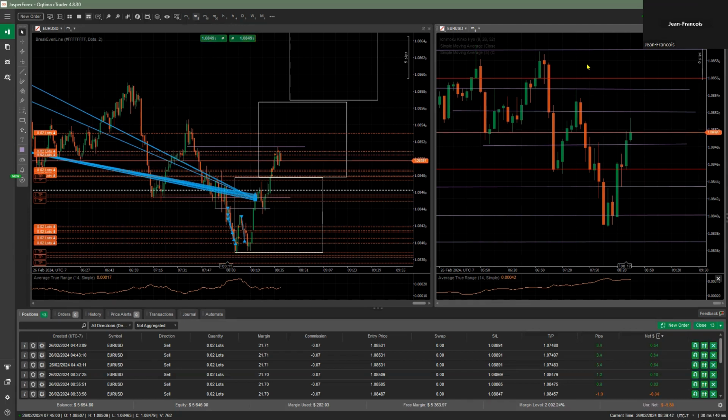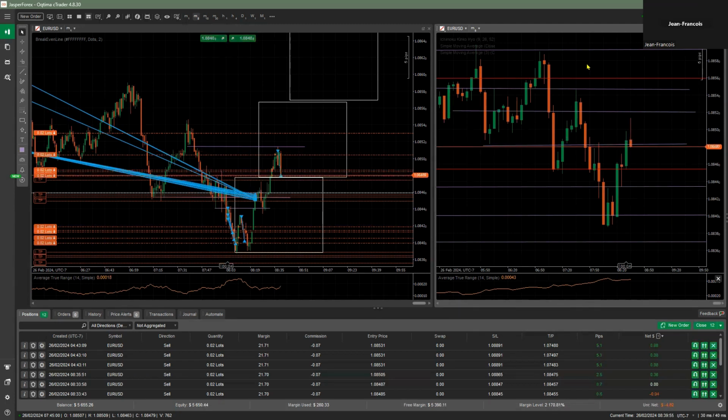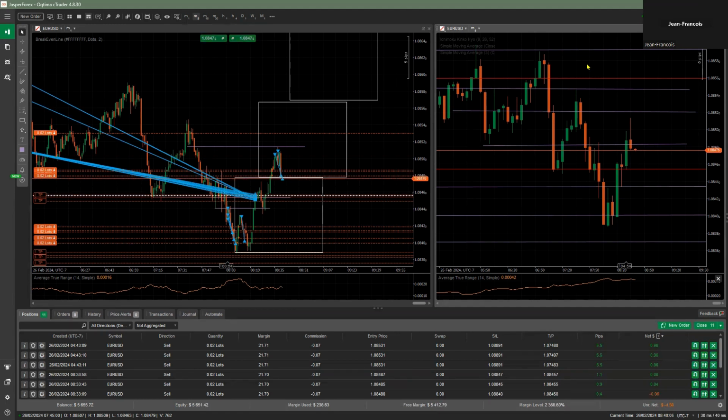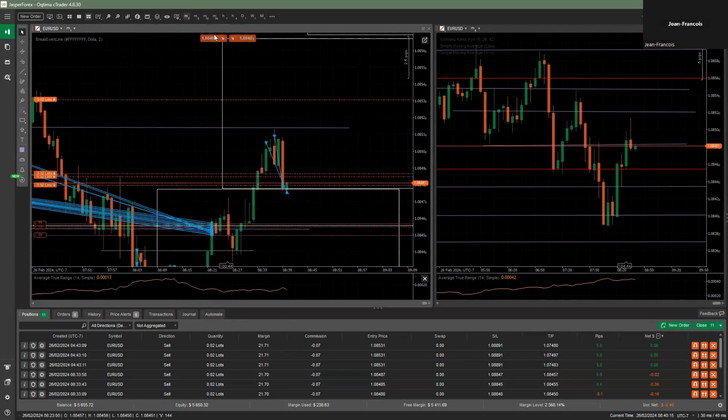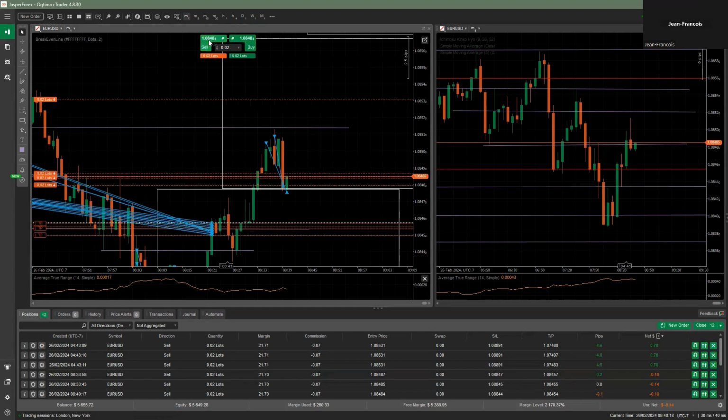It's moved up 1.5 boxes. We've sold 1.5 boxes. Let's recycle some of these if we can. Green candle. 1, 2.